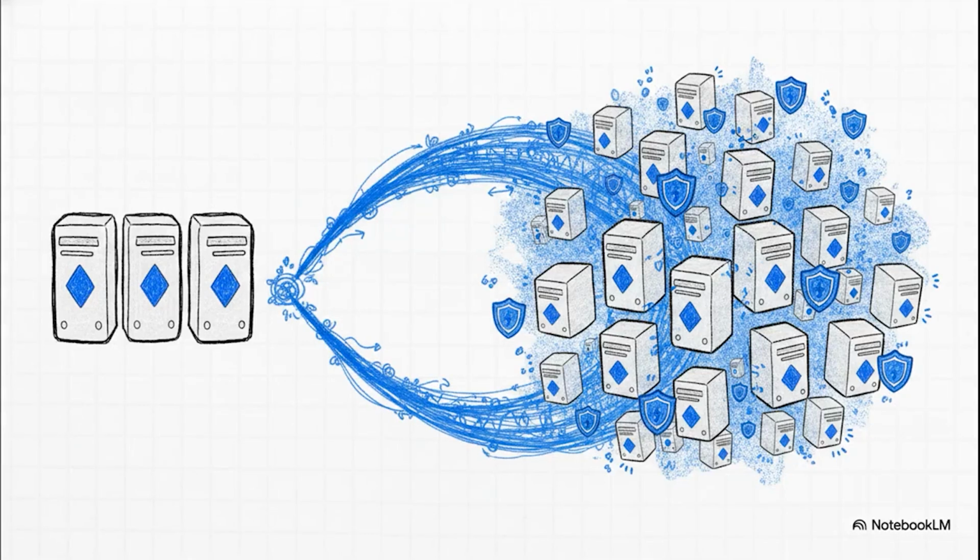Now, for our second concrete example, let's talk about handling auto-scaling workloads. Imagine it's Black Friday, right? Your e-commerce web tier suddenly needs to scale from, say, 3 VMs all the way up to 30 VMs just to handle the traffic spike.